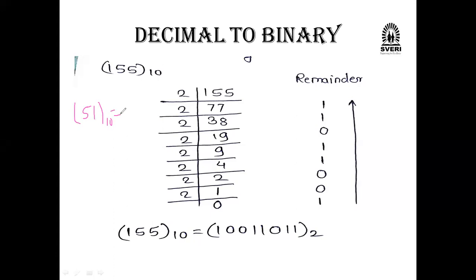110011. Correct? Yes, sir. 110011. Okay, wait. 110011. Very good. So is it clear? Decimal to binary. Any doubts? No, sir. No doubts. Shall I proceed to the next topic?